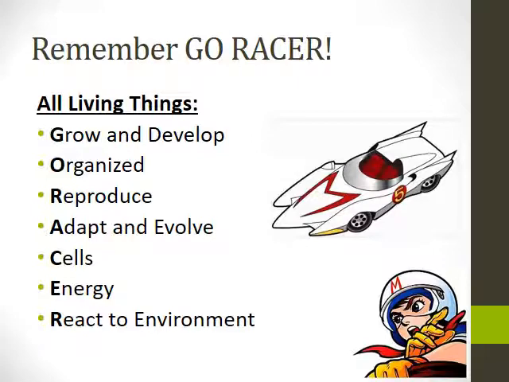So an easy way, or at least the way I tend to remember these things, is the way to remember the characteristics of life is with Go Racer. So, Go Racer. G, grow and develop. O, organized. R, reproduce. A, adapt and evolve. C, cells. E, energy. And R, react to the environment. So if you can remember Go Racer, you can remember the 7 characteristics of life. And that right there is going to close up this episode on the 7 characteristics of life.